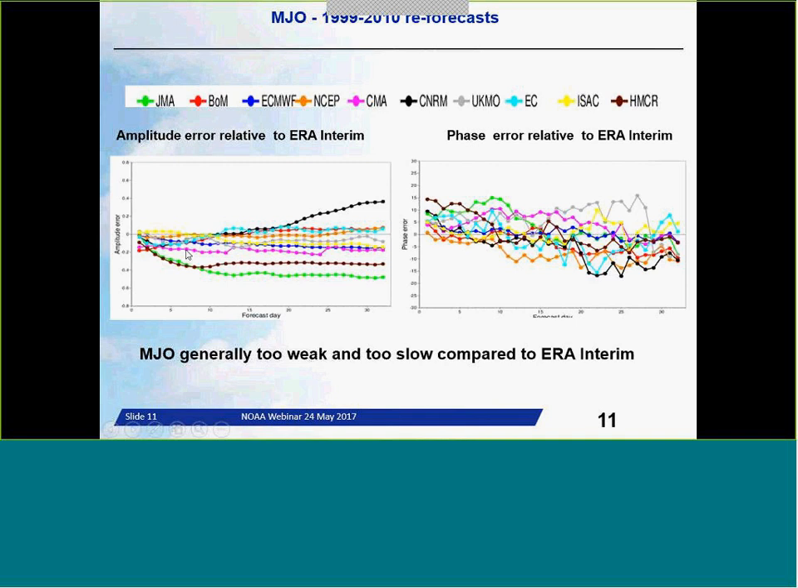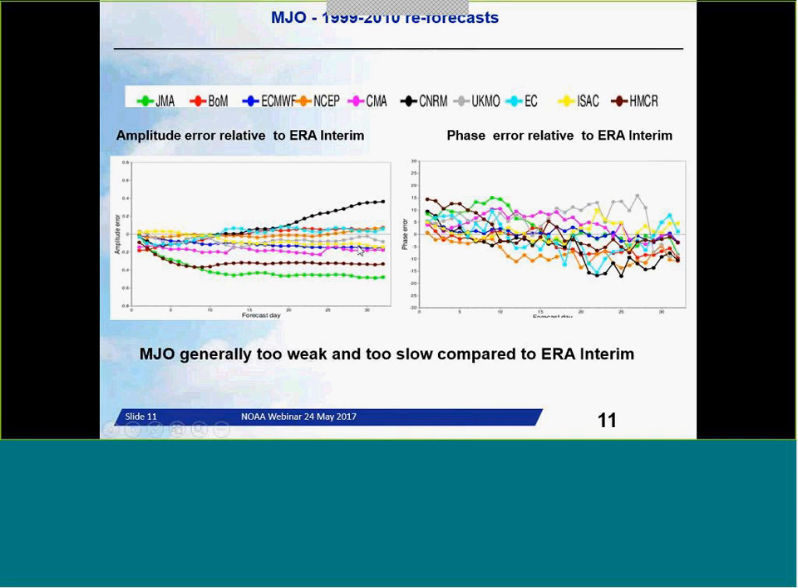So a negative number means that the MJO is too weak. A positive number means it's too strong, and the number is a fraction. So minus 0.2 means, for example, it's 20% too weak. But what we can see is that most of the S2S models tend to very quickly develop an MJO which is too weak, and that seems to last for most of the 32 days of the forecast. An exception may be CNRM, which tends to have an MJO increasing in intensity with lead time. On average, the MJO tends to be between 15-20% too weak in the majority of models.